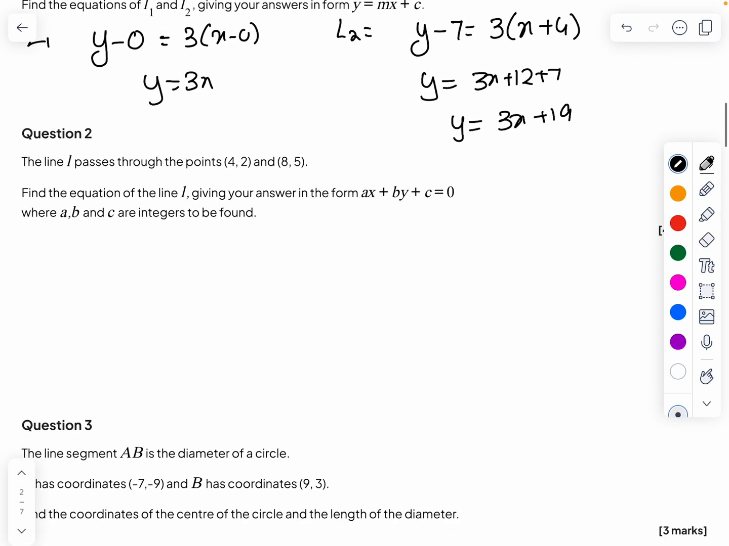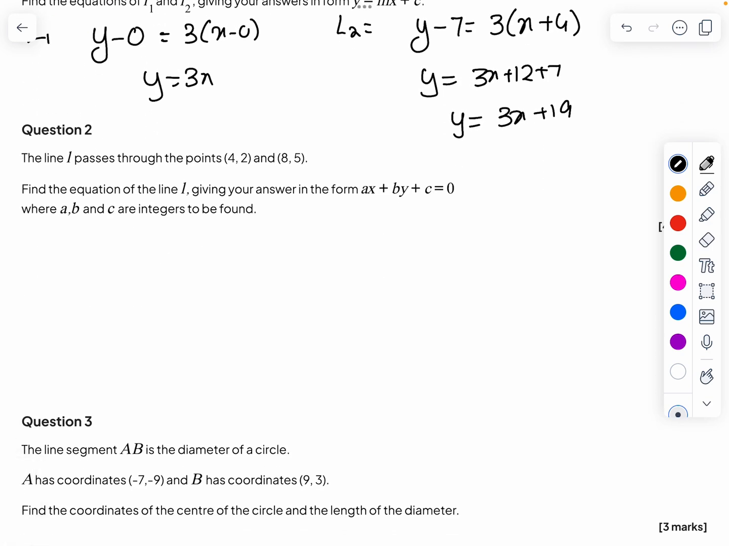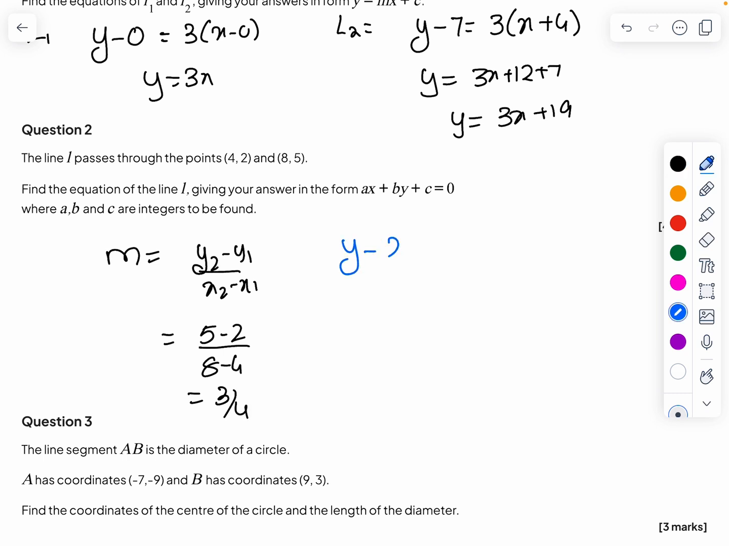Then question number 2, the line L passes through 4, 2 and 8, 5. Find the equation of the line L. So first of all, I'll find the gradient, which is y2 minus y1 upon x2 minus x1, which is 5 minus 2 upon 8 minus 4, which is 3 upon 4. Now the equation will be y minus y1 equals m times x minus x1. So y equals 3 upon 4 times x minus 3, plus 2. So y equals 3 upon 4 x minus 1.